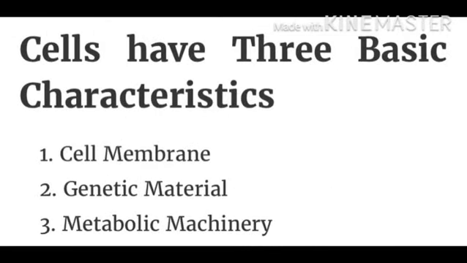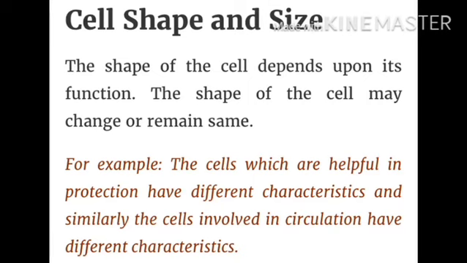Cells have three basic characteristics. First is cell membrane, second is genetic material, third is metabolic machinery. Now, cell shapes and size. The shape of the cell depends upon its function. The shape of the cell may change or remain the same. For example, the cells which are helpful in protection have different characteristics, and similarly the cells involved in circulation have different characteristics. It means every organ has specialized cells to perform specialized functions.